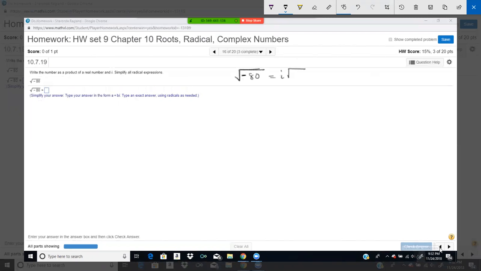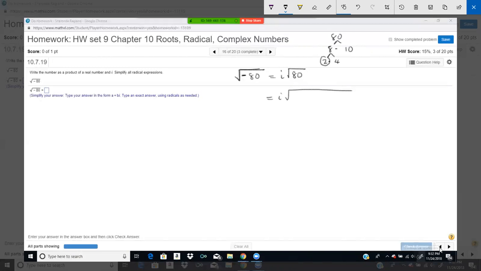Okay, and now 80. You can either do the prime factorization, or you can try to find a factor of 80 that is a perfect square. And if you can't do that, it's okay. You can break it down. Let's break it down. So if we break it down to the prime factorization, that's like dealing with a tree. So we can do 8 times 10, right? 8 is not prime, so we've got to break that down. We can do 2 times 4.